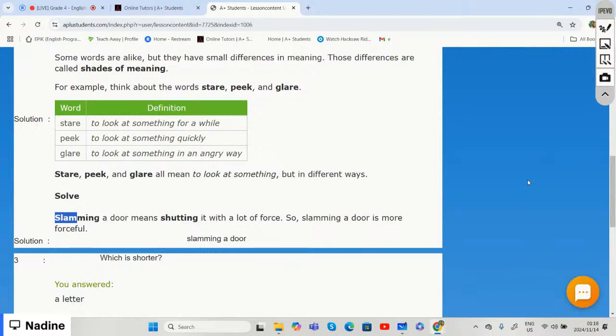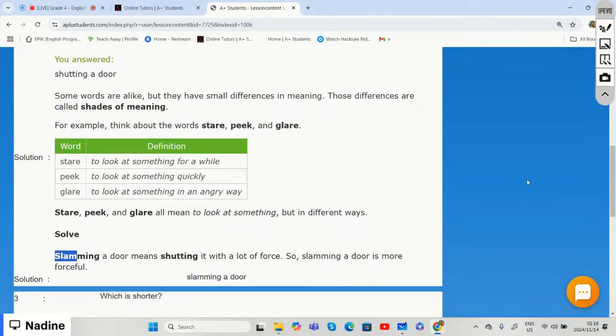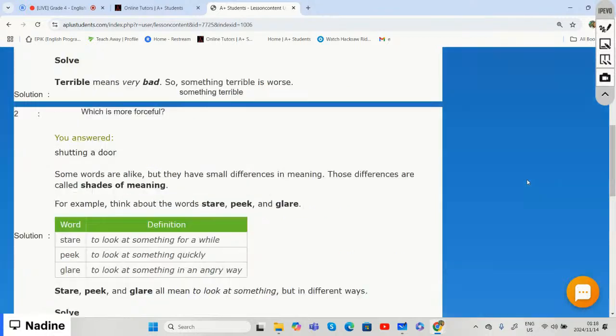All right. So now we see that we have shades of meaning, different types of meaning. It's where we have certain words that are kind of the same, but the meanings are a bit different.